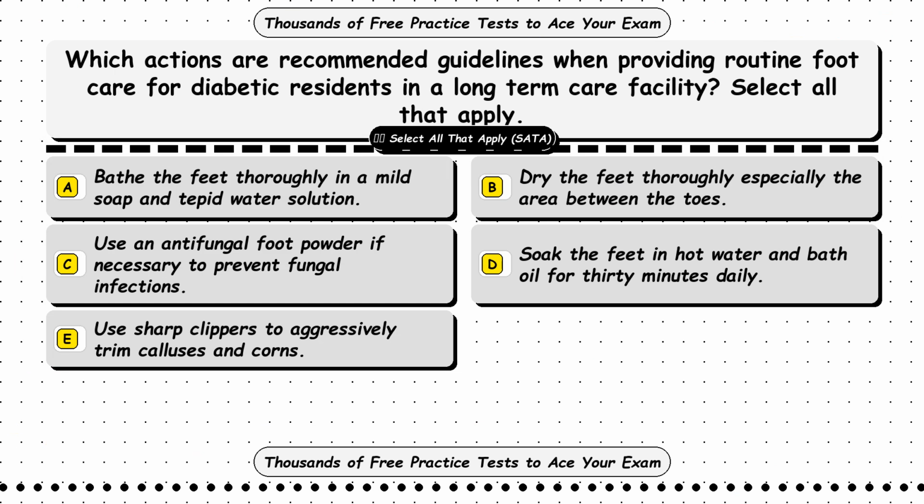Question 138. Which actions are recommended guidelines when providing routine foot care for diabetic residents in a long-term care facility? Select all that apply. Option A, bathe the feet thoroughly in a mild soap and tepid water solution. Option B, dry the feet thoroughly, especially the area between the toes. Option C, use an antifungal foot powder if necessary to prevent fungal infections. Option D, soak the feet in hot water and bath oil for 30 minutes daily. Option E, use sharp clippers to aggressively trim calluses and corns.